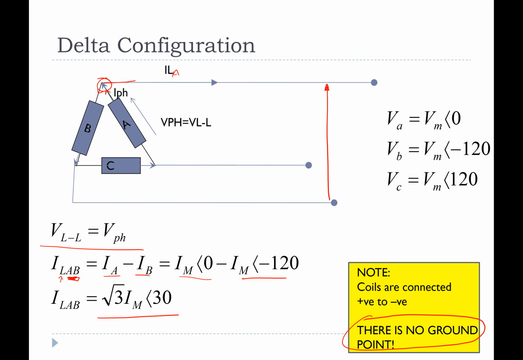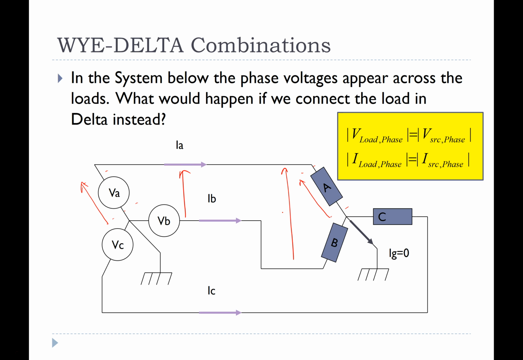And of course VAB here is the same as VAB here because it's the same two lines. Now the currents are also the same. The current coming out of A is the same current going into phase A. This also holds for delta connected systems, a delta and a delta. Once you have two systems which are the same, then the load voltage and the source voltage would be the same.